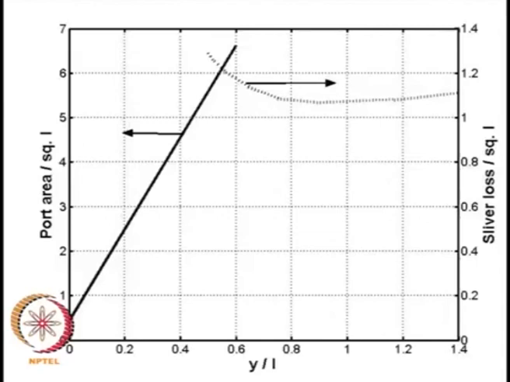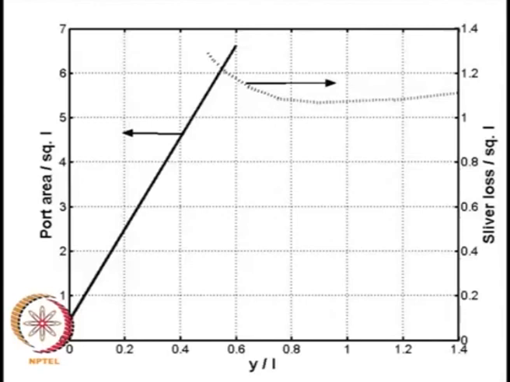On the axis here you have sliver loss by L square, here you have port area by L square, and the x axis is again y by L. This is again for a 6 point star. If you see, the port area is increasing as you go from 0 to a y by L of 0.6, but the sliver loss fraction is reducing. So if you stop it early, then you will have a higher sliver loss, which is again not an advantageous thing. You want to minimize this sliver loss.